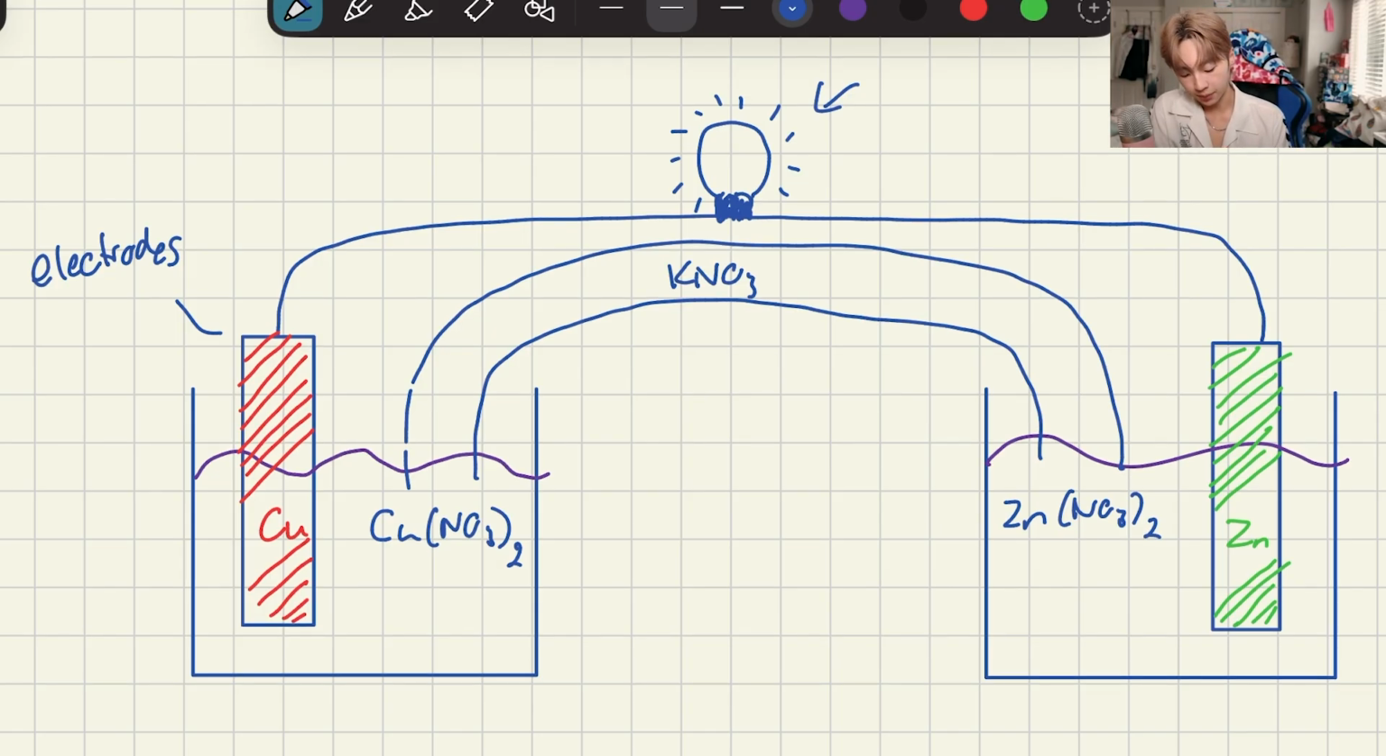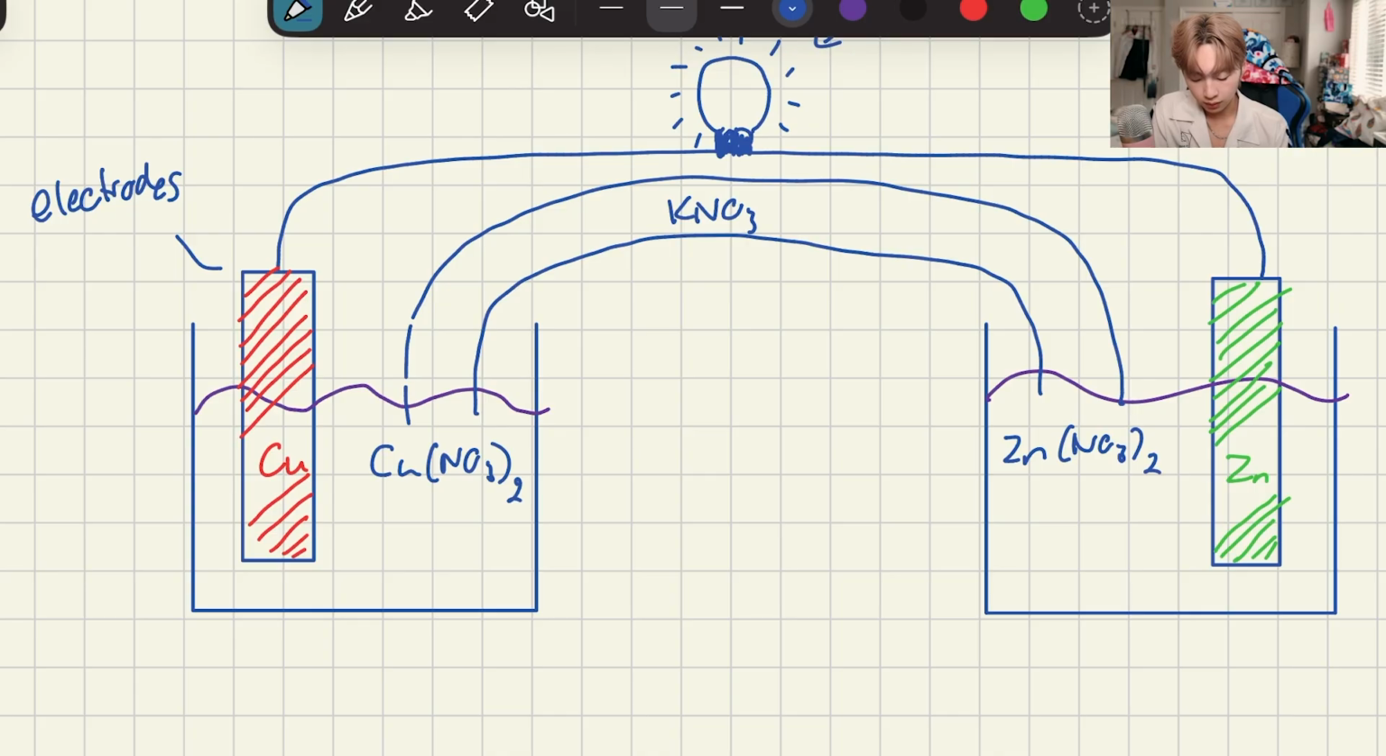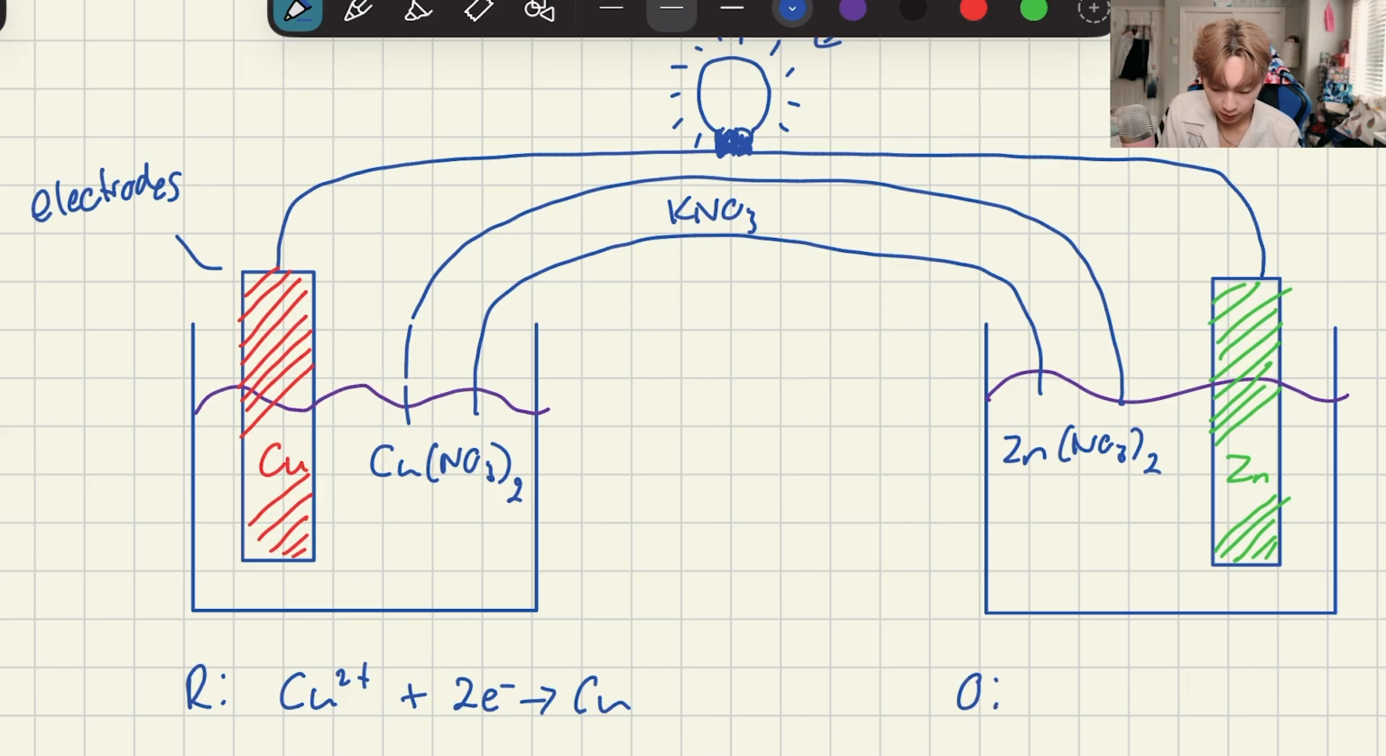So what's really happening here? On our left half cell, that's what it's called because each of these beakers stands for one half reaction, so that's a half cell. What's happening here is our reduction half reaction, where copper 2 plus is going to gain 2 electrons to form copper solid. On our right hand side, we have our oxidation half reaction, where zinc is going to turn to its zinc 2 plus while losing 2 electrons.